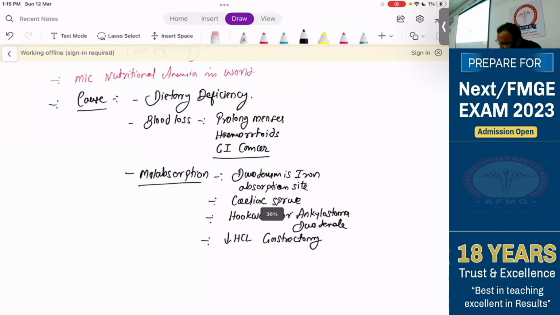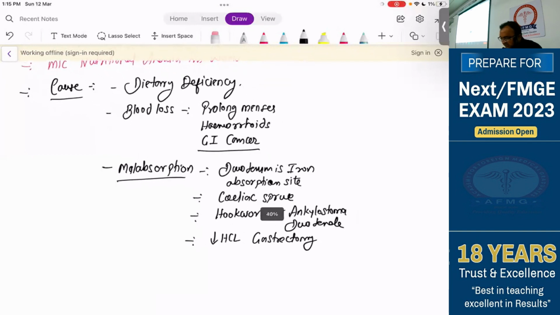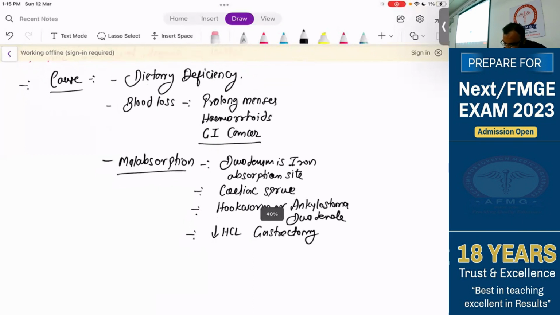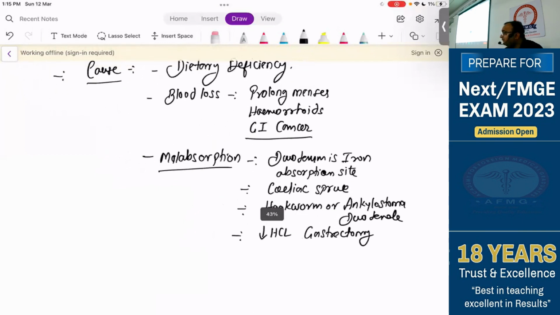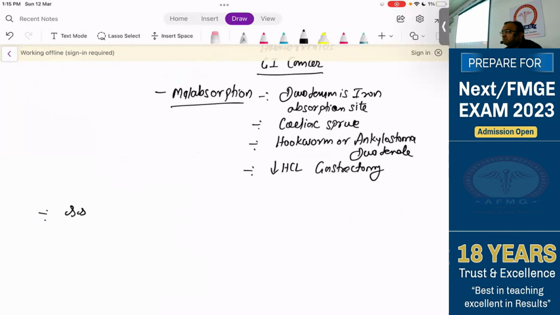So now let's see what the signs and symptoms related to iron deficient anemia will be. Which features will be found specifically in iron deficient anemia? Skin becomes pale, but that is in all anemias. Spoon shaped nails, very good. So spooning of the nails, that is koilonychia, that is spoon shaped nails.